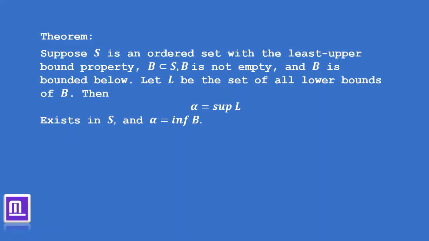Suppose S is an ordered set with the least upper bound property. So we know what is meant by the least upper bound property. So every subset E of S has a supremum in S, and B is a non-empty subset of S, and B is bounded below. This is important here. B is bounded below. Let L be the set of all lower bounds of B. So B is bounded below means B should have lower bounds, right? So L is the set of all lower bounds of B.